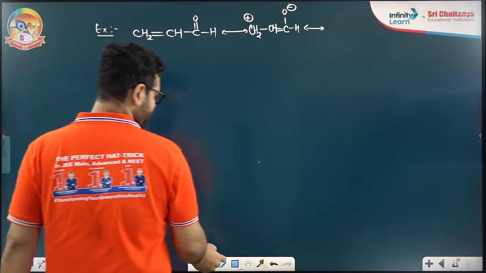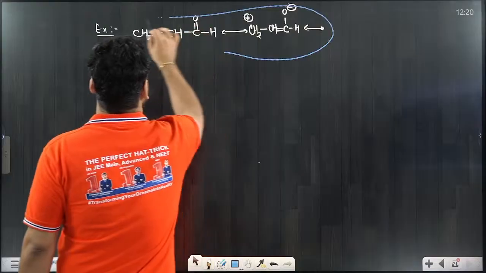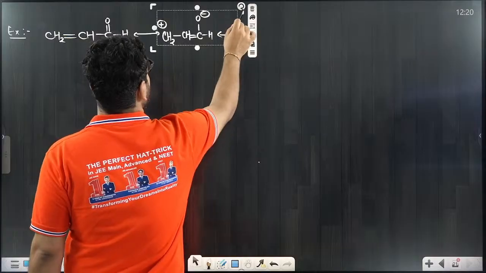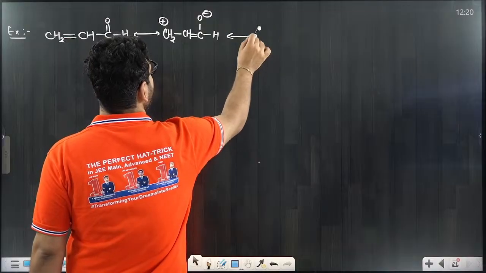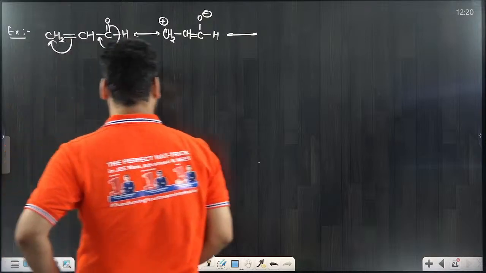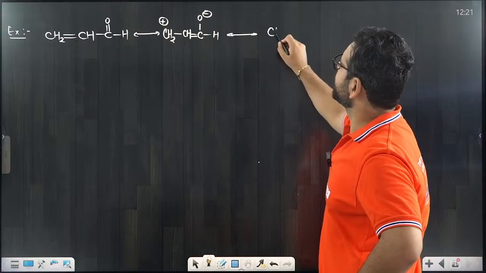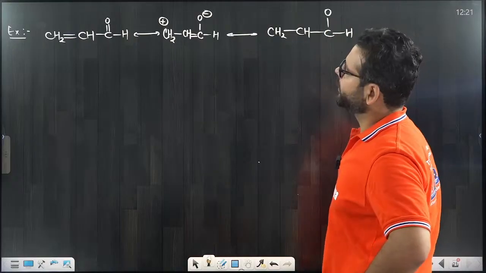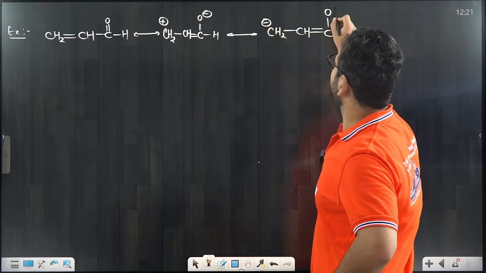The other canonical form I can make if I send the pi electrons in the opposite direction, which will go like this. Pi becomes pi, pi becomes minus. This is also possible. If I do that, then I am going to reach here: CH2, CH, CH, O. Pi becomes pi, so pi comes here. Pi becomes minus, so minus goes here. This is the second one.